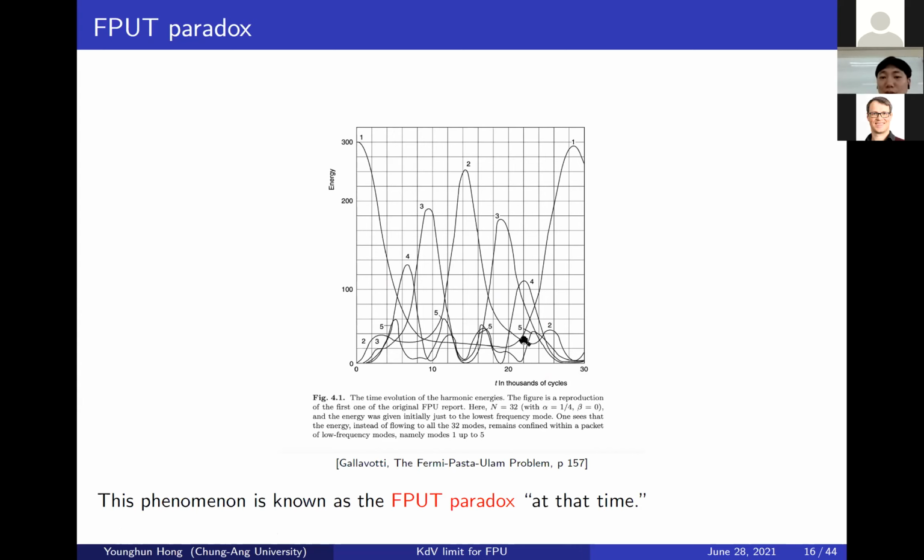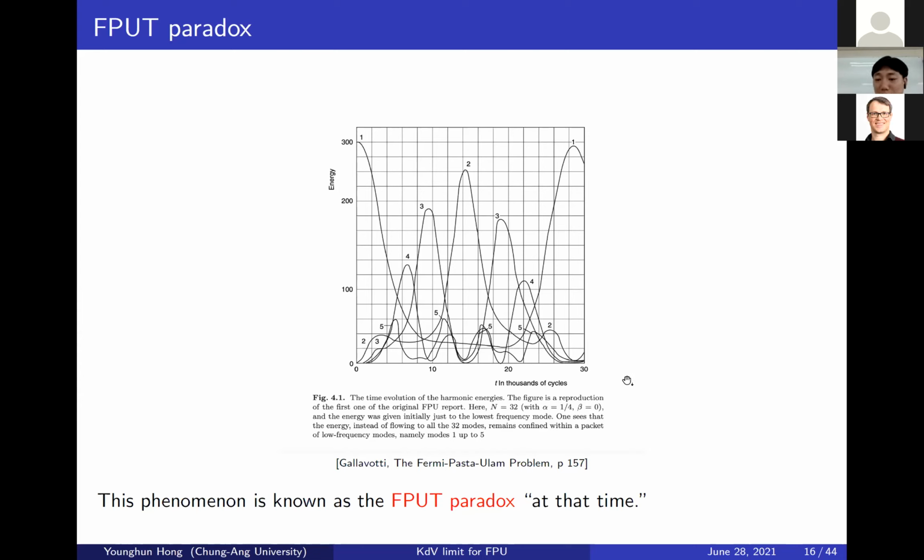But numerical simulation shows that after a certain time, the localized waves come back at some point. Okay, somehow the energy that was initially localized is restored back to the original state. So there is some sort of quasi-periodic motion. And this kind of phenomenon is known as the FPU or FPUT paradox.